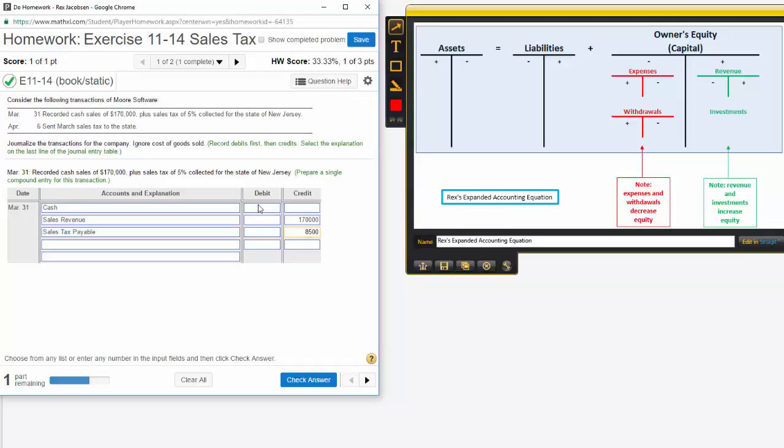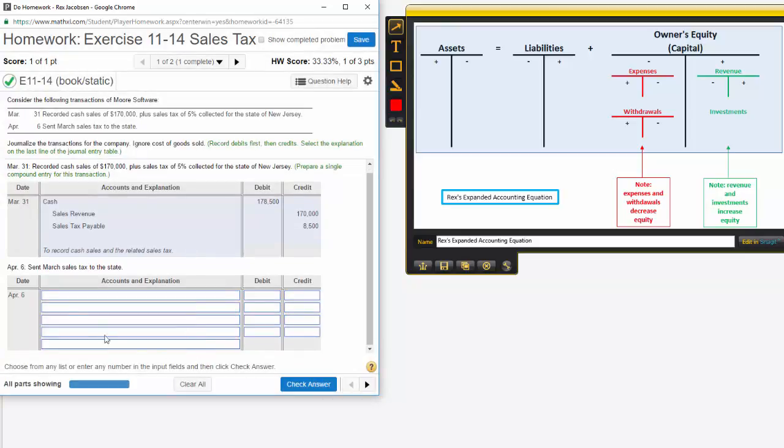The cash amount that we collect is the combination of the sales revenue and the sales tax payable, $178,500. We record our comment to record cash sales and the related sales tax.